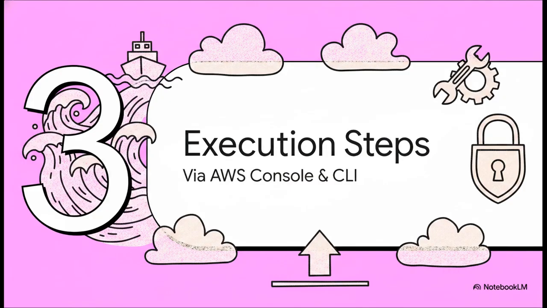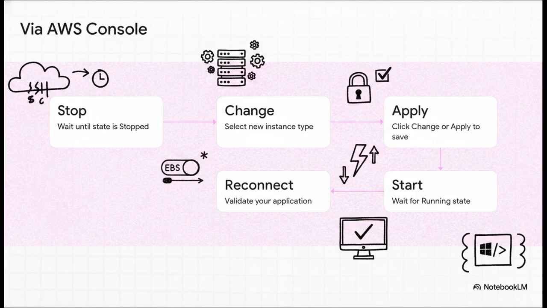Section 3, step-by-step execution steps via the AWS Console and the CLI. If you're someone who prefers the AWS console, you'll navigate over to your EC2 instances, select your target, hit Instance State, and then Stop Instance. You gotta wait until it fully says stopped. Then head over to Actions, Instance Settings, and click Change Instance Type. Just pick your new type right from the dropdown.